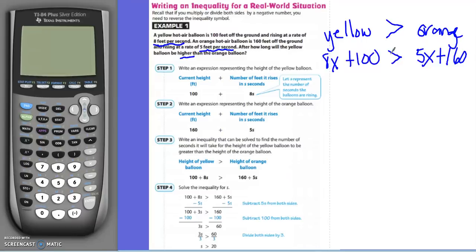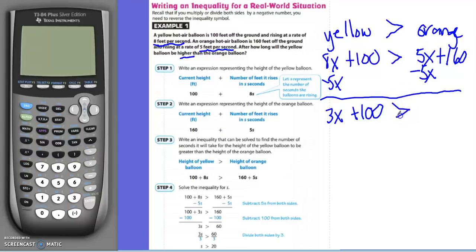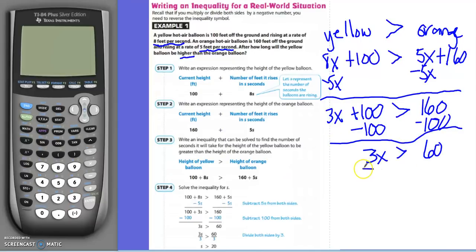Now what we want to do is isolate the variable. So we're going to subtract 5x from both sides. We're going to get 3x. Then we want to isolate the constants. So we're going to subtract 100 from both sides. Then we're going to divide both sides by 3. And we're going to get x is greater than 20. So what this means is that the yellow balloon will be higher than the orange balloon after 20 seconds.